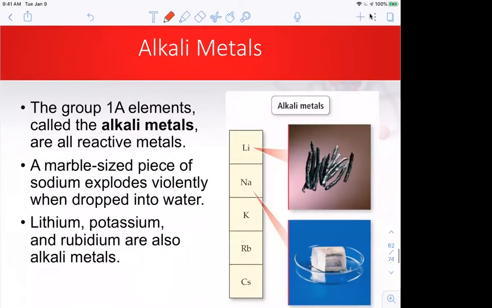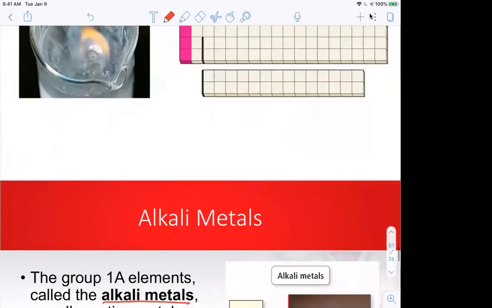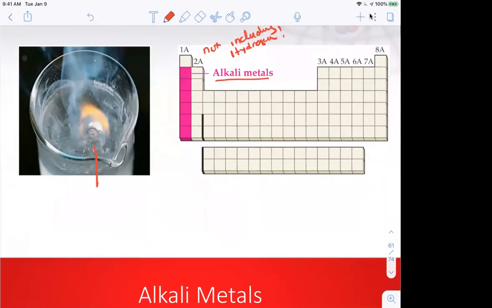These elements are called alkali metals, and they're very, very reactive. In fact, I could take a marble-sized piece of sodium, and when I drop it into water, it is going to react violently. Other elements in this column include lithium, potassium, and rubidium. You can see here an example of a reaction with water. I produce a large quantity of heat, and I also produce hydrogen gas, which ignites.